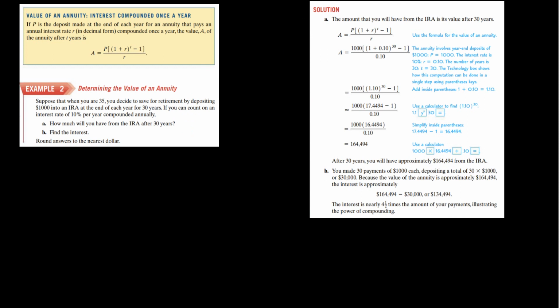So again, the big deal with this is to understand what each individual variable is, right? So P is the deposit made, or we like to call it the principal most of the time, right? So P is the deposit made at the end of each year for an annuity that pays an annual interest rate R. Again, R, so far so good. We're not getting confused here. R is still rate, and it's compounded once a year. The value A of the annuity after T years is, and this is the formula.